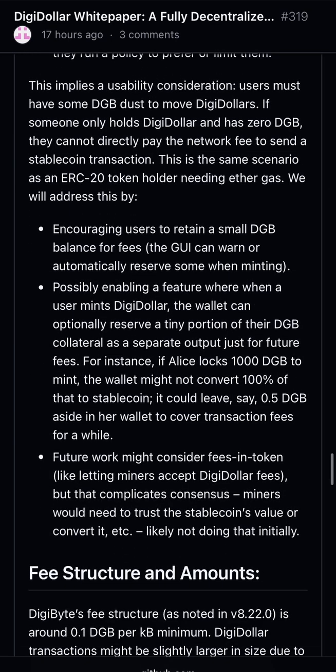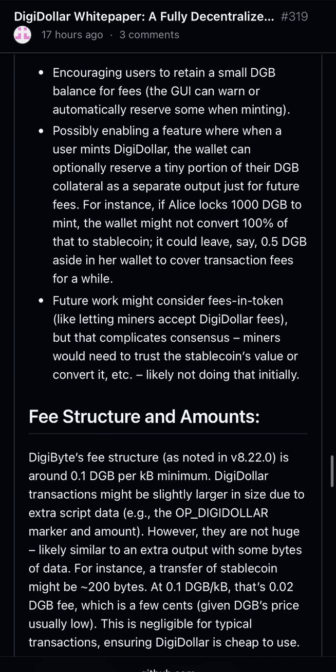This implies a usability consideration. Users must have some DigiByte dust to move DigiDollars. If someone only holds DigiDollar and has 0 DGB, they cannot directly pay the network fee to send a stablecoin transaction. This is the same scenario as an ERC20 token holder needing Ether gas. We will address this by encouraging users to retain a small DGB balance for fees. The GUI can warn or automatically reserve some when minting.